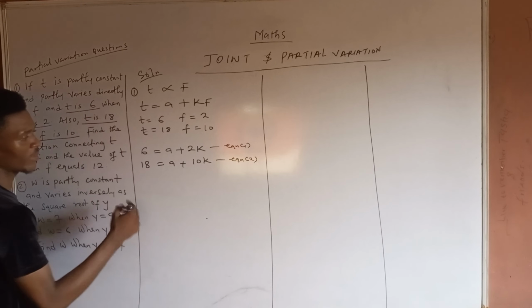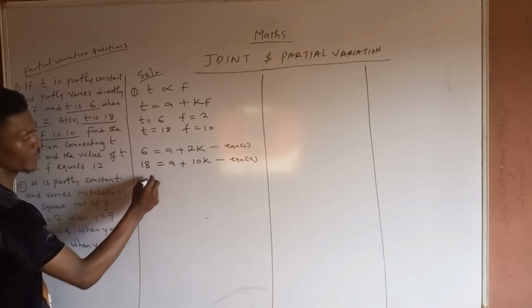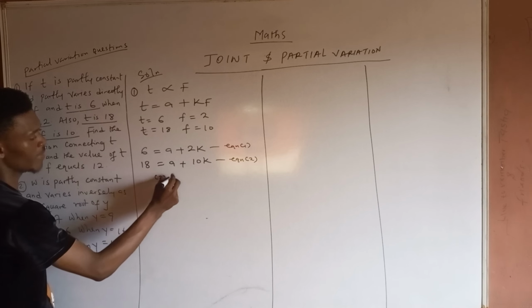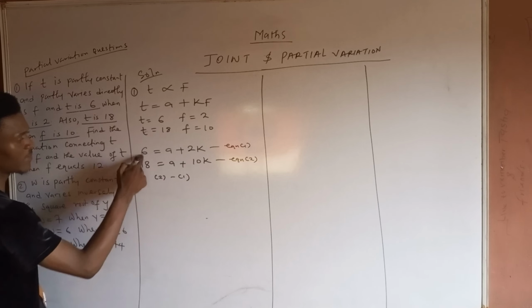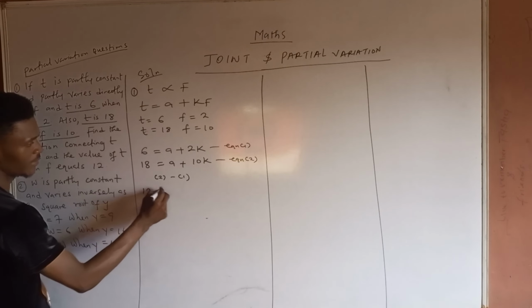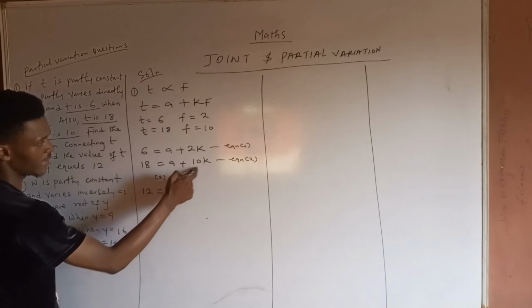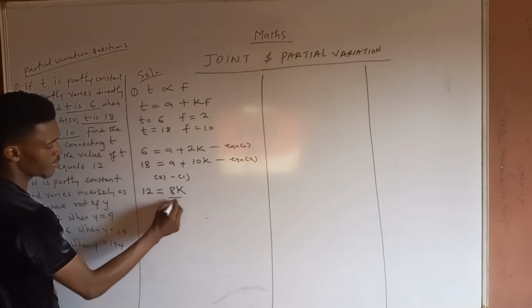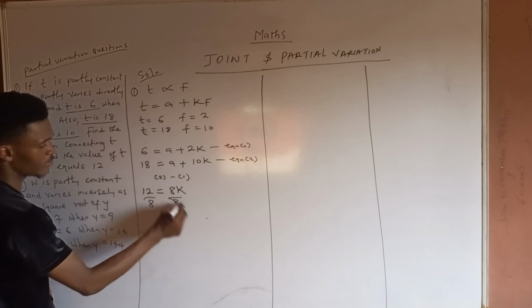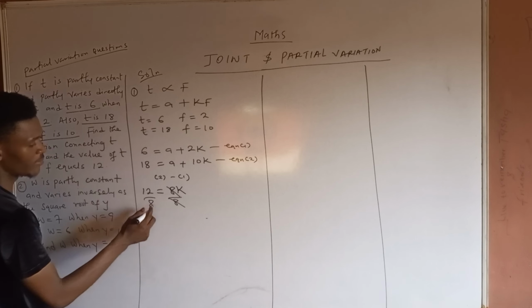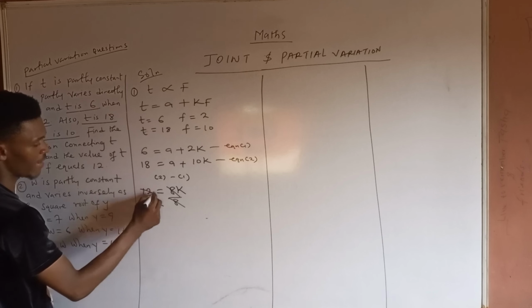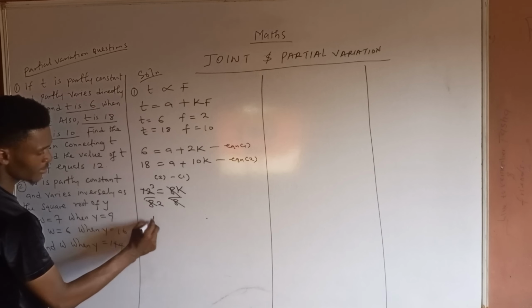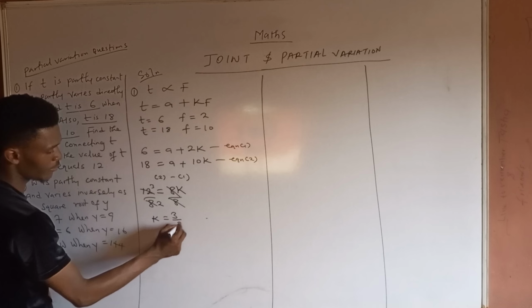All right, so what are we supposed to do? We can subtract equation 1 from equation 2. So equation 2 minus equation 1, that becomes 18 minus 6, that's 12, equal to a minus a, that's 0. Then 10 minus 2, that's 8k. So let's get k. We'll divide both sides by 8, and when we do that, 8 will strike out, and then you can reduce this by 4, that's 2 by 4, that's 3. So it becomes k equal to 3 over 2.